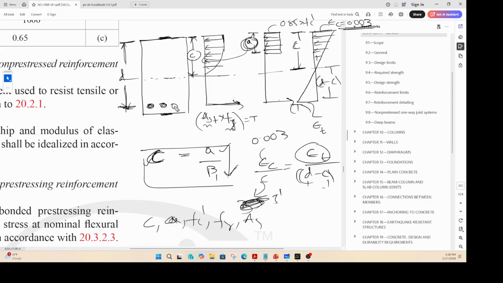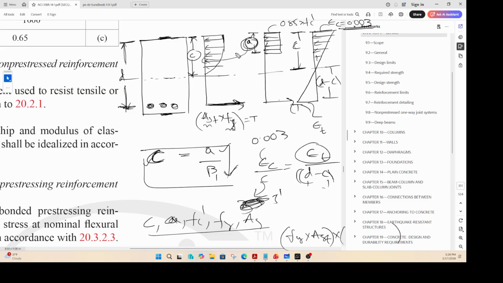Area of steel is just the area of the bars, right? Then how do you calculate your moment? All that you do is find your tension force, which is Fy times AST, correct? Fy times area of steel. So this is your force times some distance, your moment.